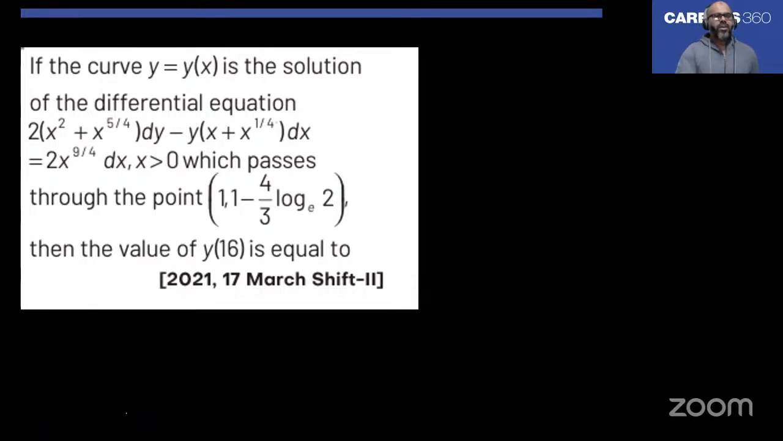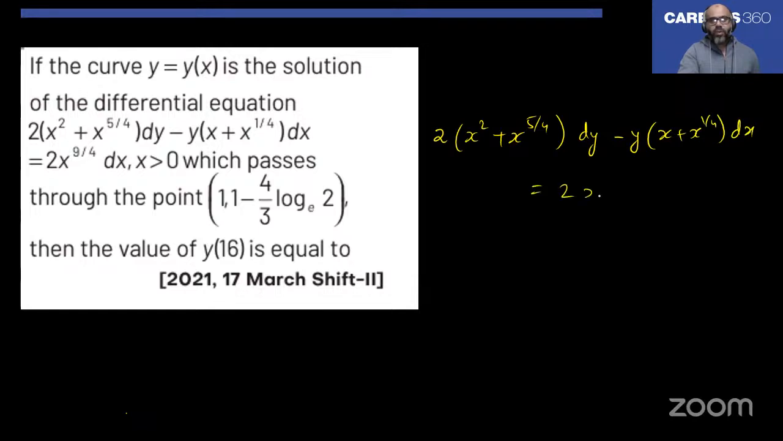So here, let us discuss it now. I hope you have tried on your own also. So if you have done it, you can cross check it, and if you have not done it, then you can see from here. So if the curve y is equal to y of x is the solution of the differential equation 2x square plus x to the power 5 by 4 dy minus y into x plus x to the power 1 by 4 dx is equal to 2x to the power 9 by 4 dx.